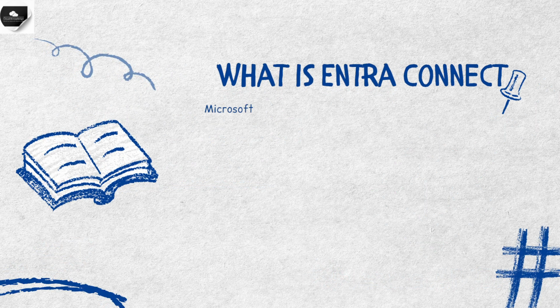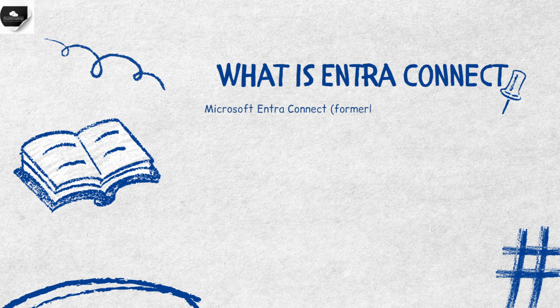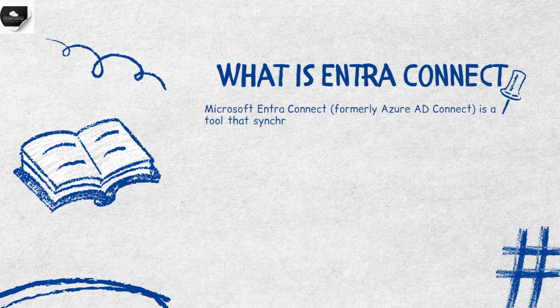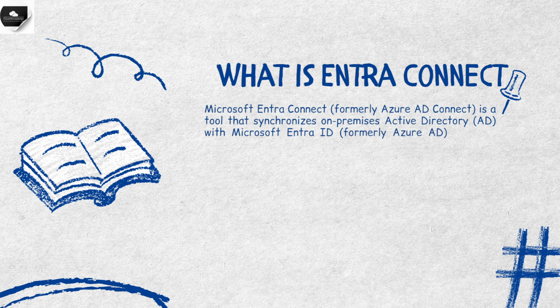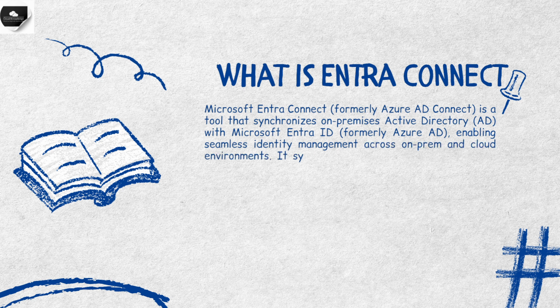So simply, as we have previously discussed, it's the tool that synchronizes on-premises Active Directory with Entra, formerly known as Azure Active Directory, but now Microsoft has changed the name to Microsoft Entra ID. So Entra Connect enables seamless identity management across both environments. You can manage the environment on your own premises as well as Entra, but for any changes that you need, the authority goes to the on-prem server, on-prem AD itself.